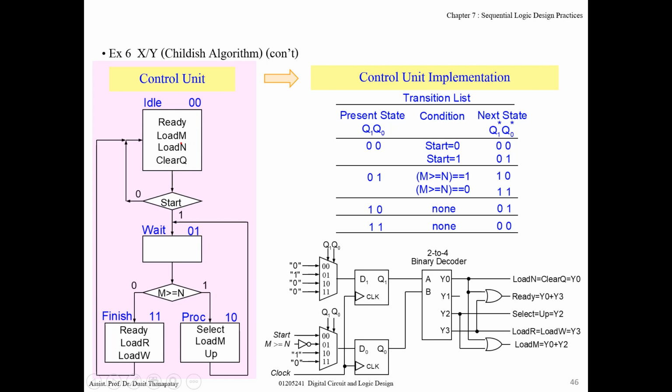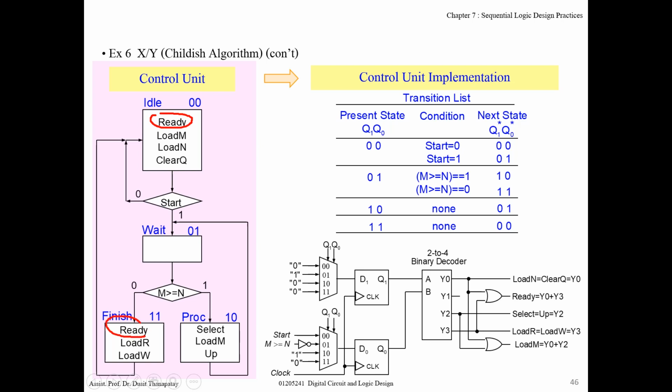So the decoder will generate output based on its input AB, right? If input AB is 00, Y0 will be active. If it's 01, Y1 is active. If it's 10, Y2 is active. If input is 11, Y3 is active. So ready.